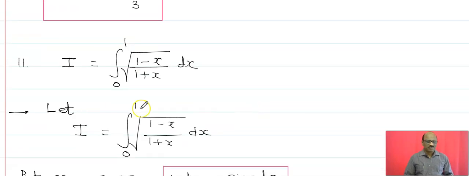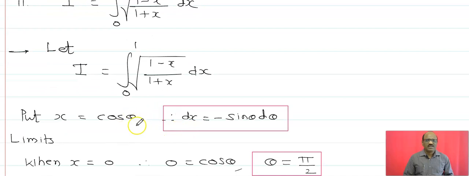Now the next problem, very important problem. I is equals to 0 to 1 under root of 1 minus x upon 1 plus x dx. Now we'll have this substitution. Put x is equals to cos theta. We explained all these types of substitution in the previous exercise.